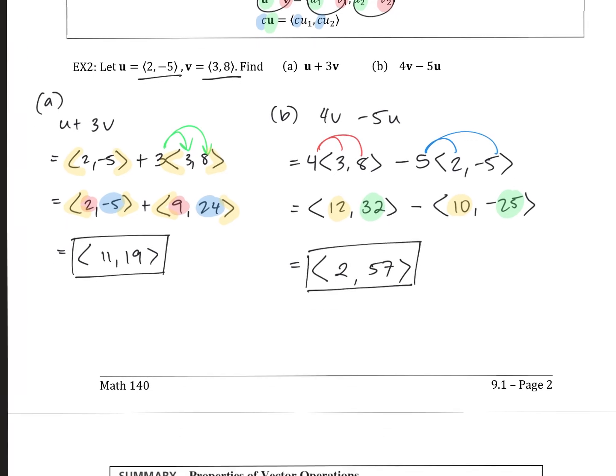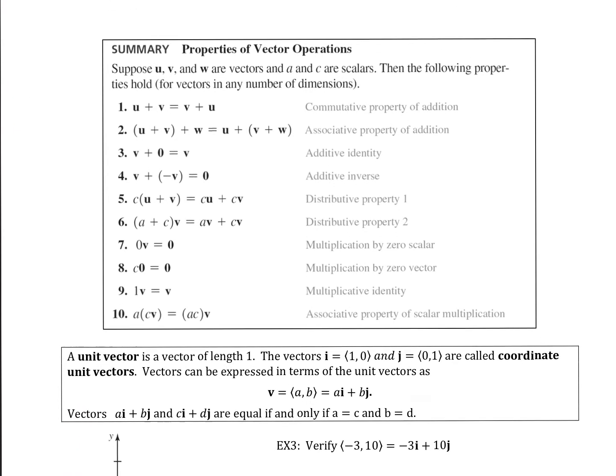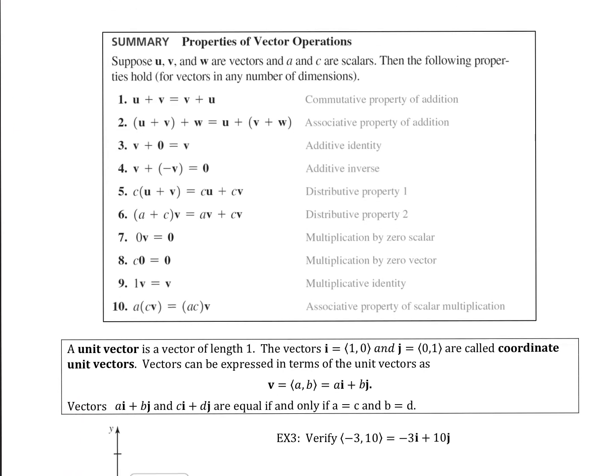Okay, hopefully pretty straightforward so far. If not, once again, always feel free to email me for an office hour. Alright, summary. So properties of vector operations. So suppose we have the vectors u, v, and w, and a and c are scalars. Then the following properties hold for vectors in any number of dimensions, whether it be 2-dimension, 3-dimension, and so on.